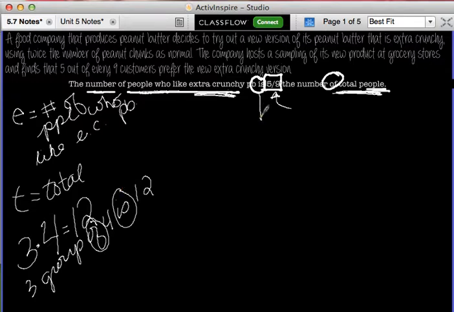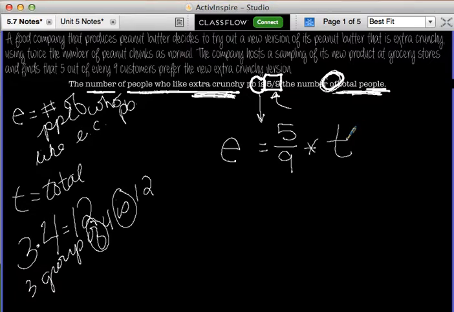So in this case, the word is is going to turn into our equal sign. And extra crunchy, we don't know how many that is, so we know that E is going to stand in for extra crunchy. So extra crunchy is 5/9, well, we know that, so we can just pull that down. Of, again, of tells us to multiply. So of means that we're either taking part of a group or we have groups of that amount. And that always means multiply. And then it's total people, which we know is represented by T.